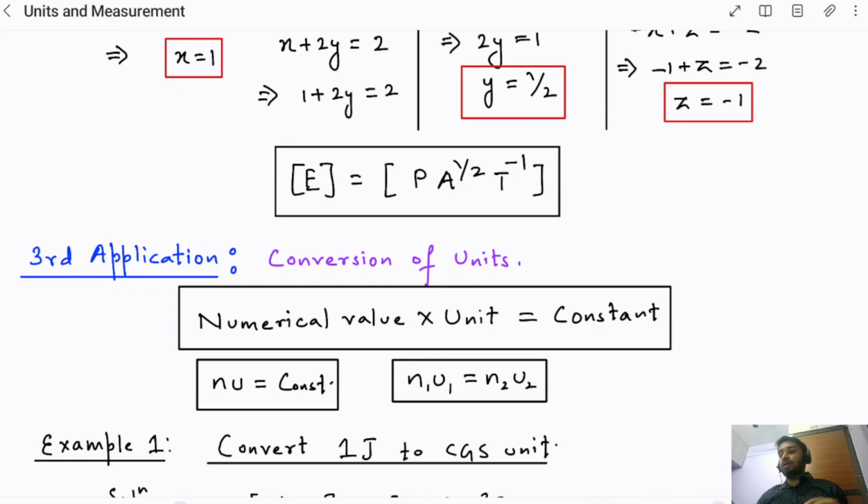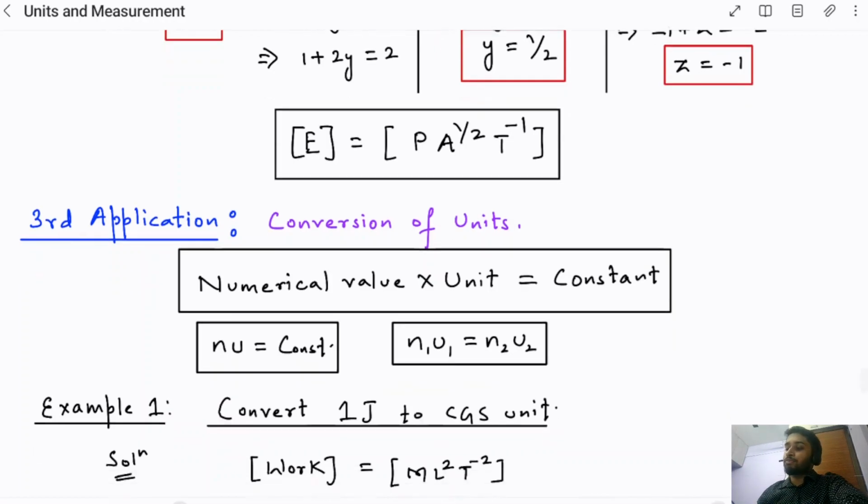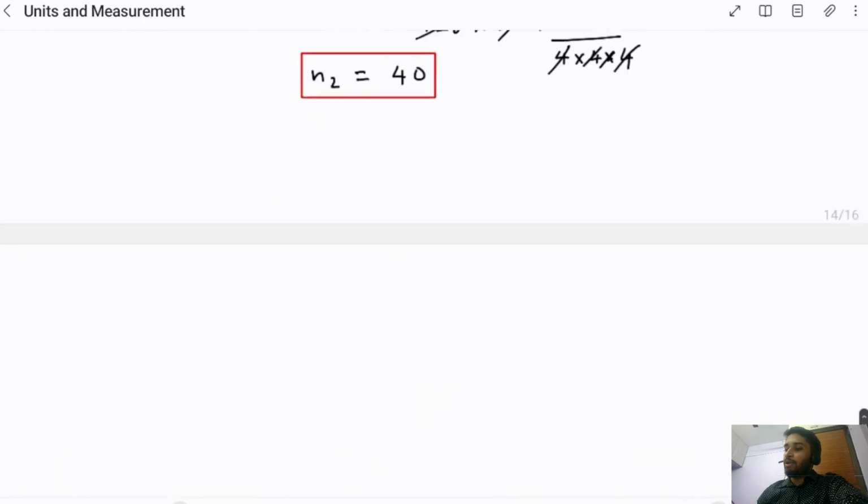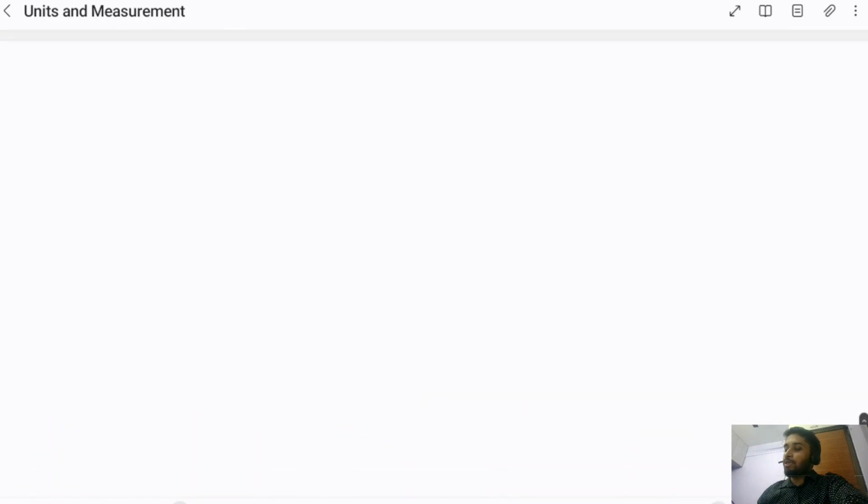Now in this particular video we will be starting with the measurement part. As the name of the unit is units and measurement, we will be starting with the measurement part of the chapter. Let me put the heading.